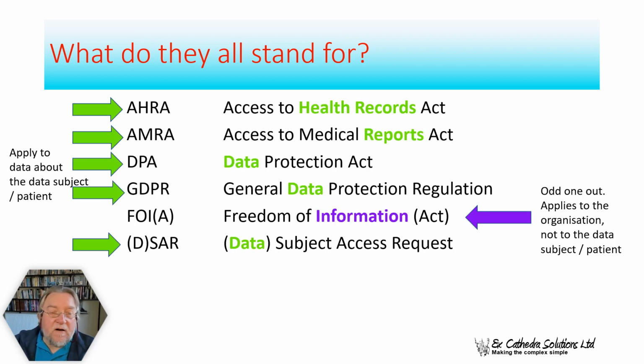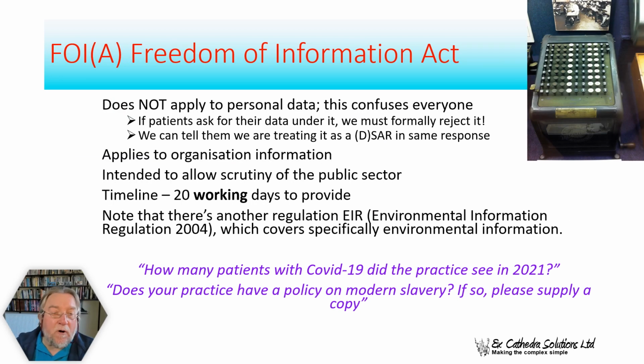So basically, all of these things apply to different kinds of data, but the ones with green arrows apply to data about the data subject or patient, whereas the Freedom of Information Act actually applies to only data about the organisation. It doesn't apply to patient data. This is a little bit of a problem.